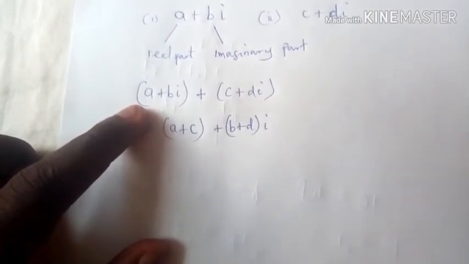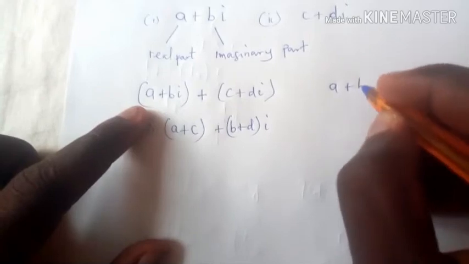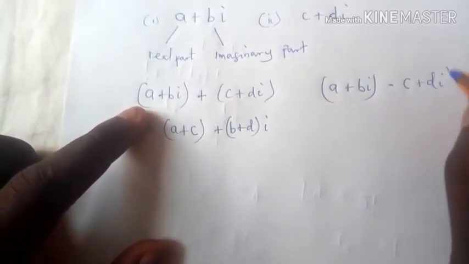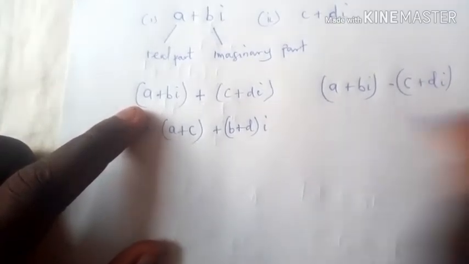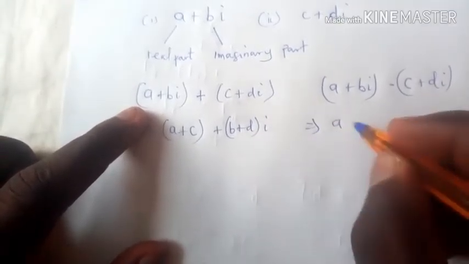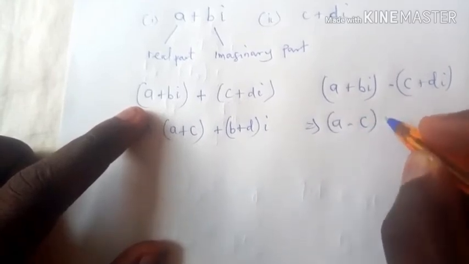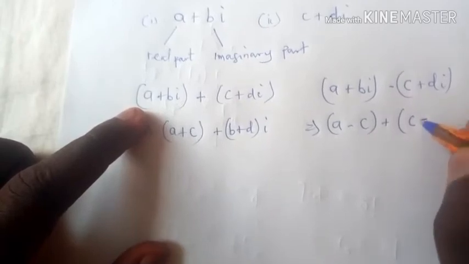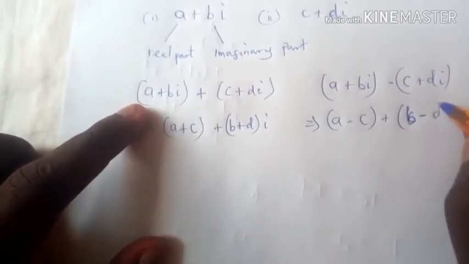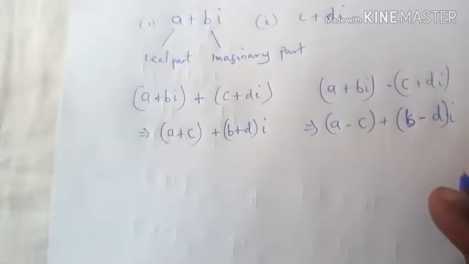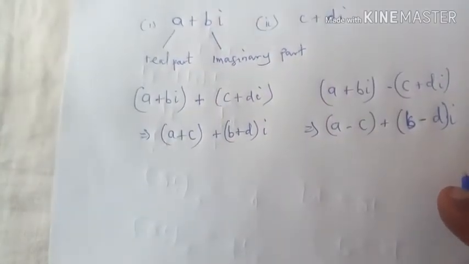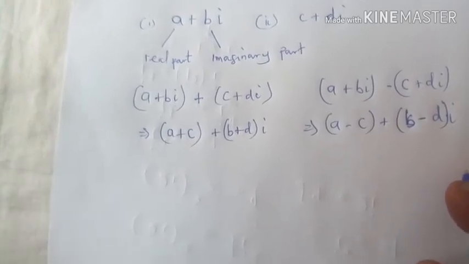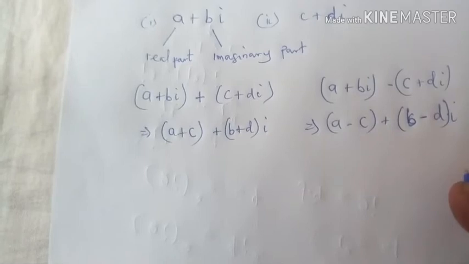With subtraction, it's the same thing: a plus bi minus c plus di. Subtract the real parts, and subtract the imaginary parts, so this is (a minus c) plus (b minus d) multiplied by i. So that's basically how we add and subtract these numbers.